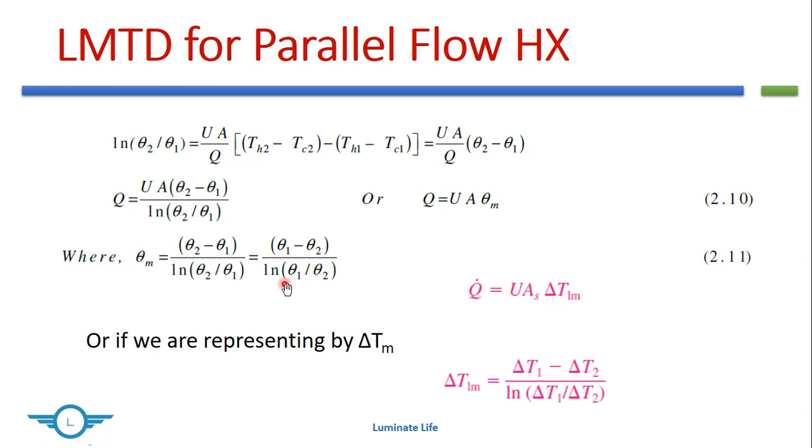Now in many literature, this LMTD theta m is also represented as delta T_LM, and theta 1 and theta 2 are mostly represented as delta T1 and delta T2. This can be seen in most literature and in many standard data books. So this gives you the LMTD for a parallel flow heat exchanger. Now we are going to discuss the counter flow heat exchanger.